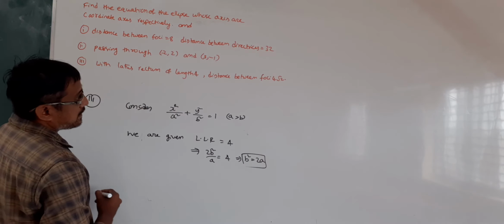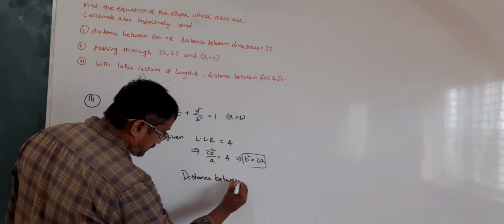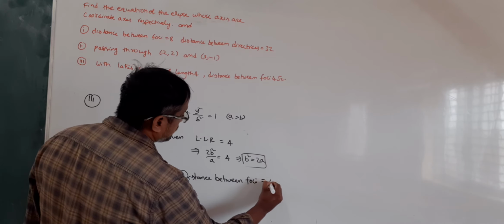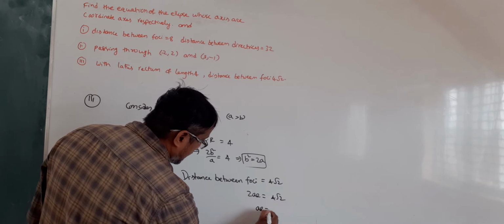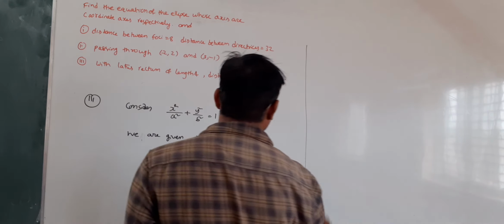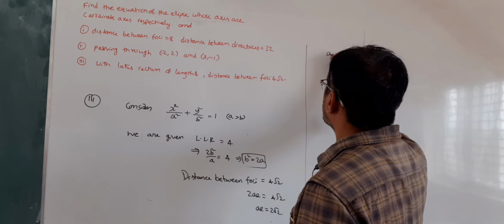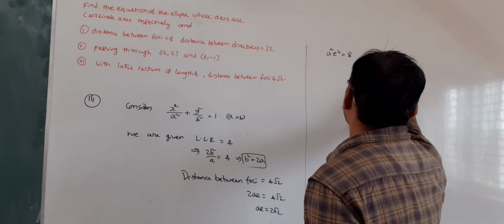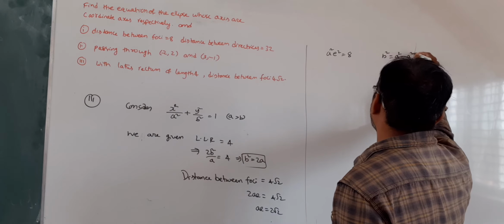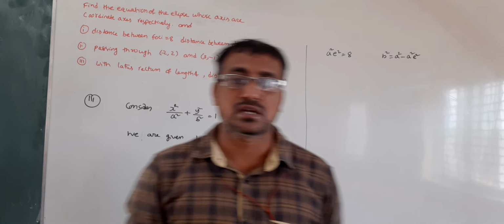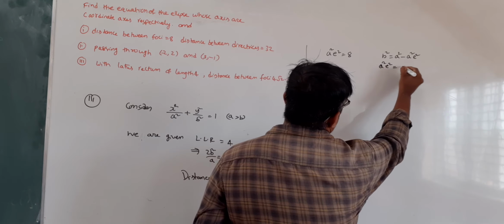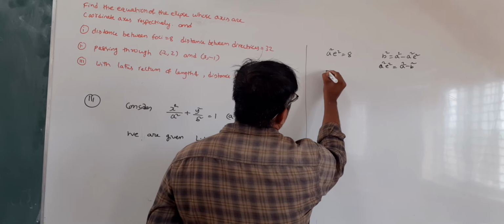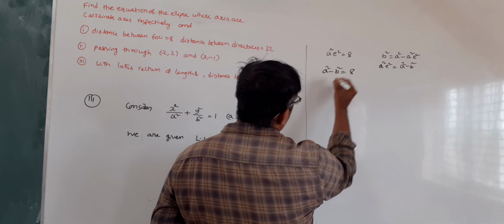And the distance between foci is equal to 4 root 2. That is 2ae equals 4 root 2. You will get ae is equal to 2 root 2. Now from this, a square e square is equal to 8, and we have b square is equal to a square minus a square e square, or a square into 1 minus e square. So a square e square can be written as a square minus b square. So a square minus b square is equal to 8.